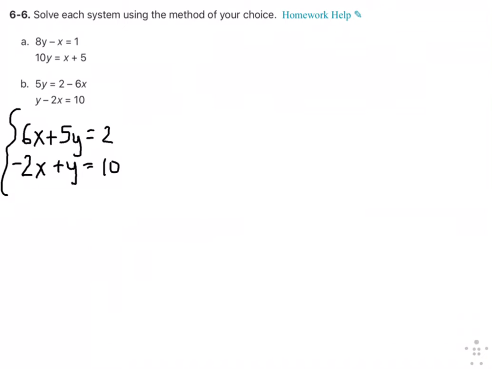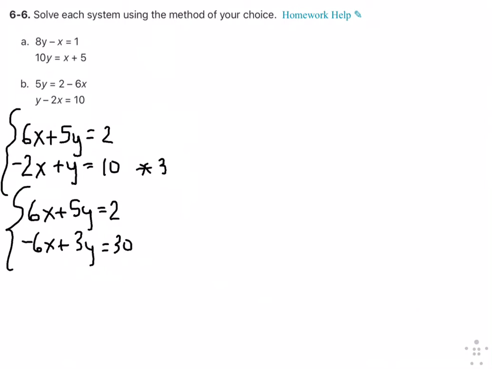Okay. Nothing eliminates right away, but I notice I could multiply the bottom equation by 3, right? So let's do that. So the top equation is 6x plus 5y equals 2. The bottom, both sides multiplied by 3, it would be negative 6x plus 3y equals 30. Now I can use elimination. So I'll add, right?